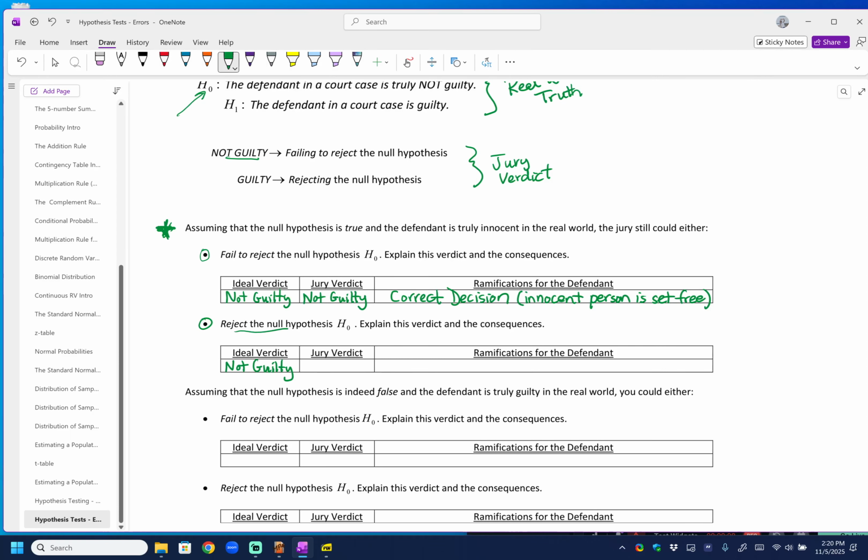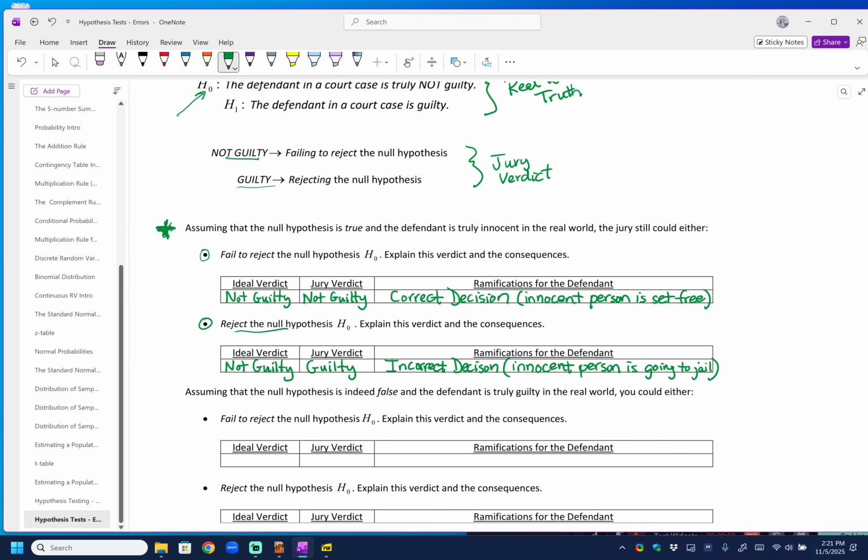Well, we've already defined rejecting the null as guilty, which means the jury verdict here is guilty. What's happened? They've made the incorrect decision. So just like a hypothesis test that can make an incorrect decision, the jury can as well. More mirroring going on here. So what are the ramifications of that? An innocent person is going to jail. We'll just assume for argument's sake that this is a jail time type of criminal offense.